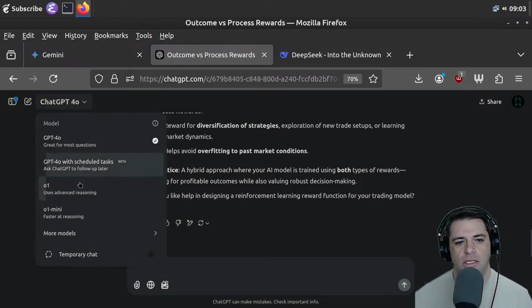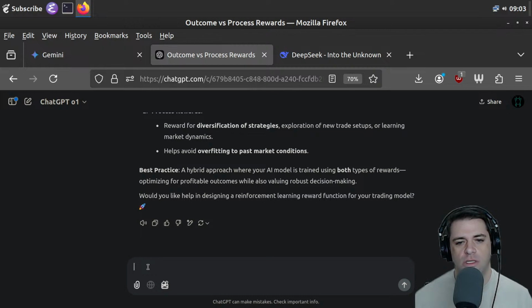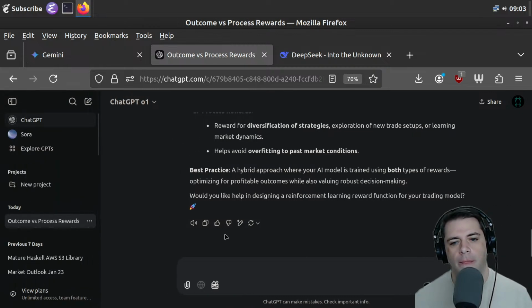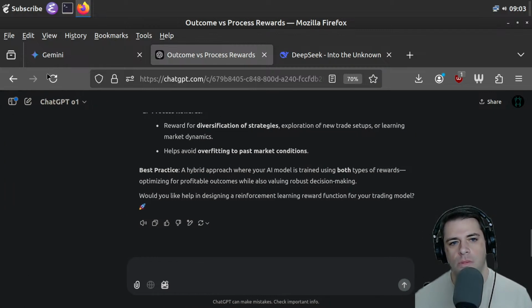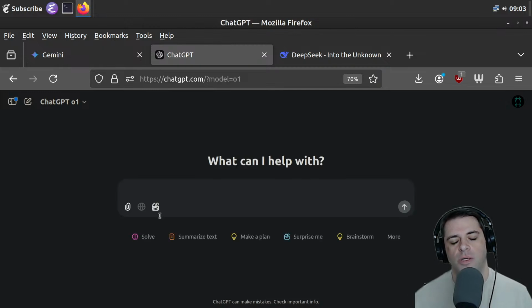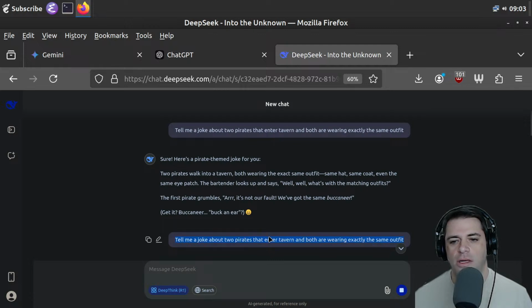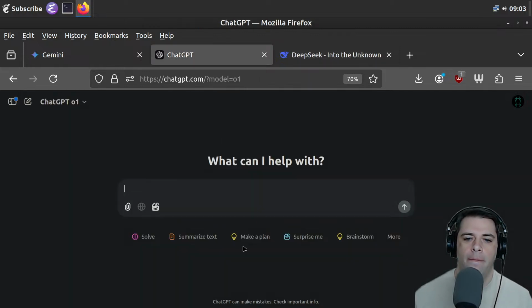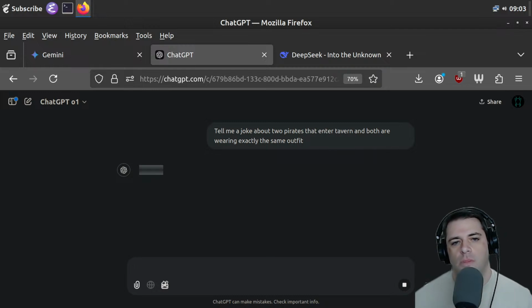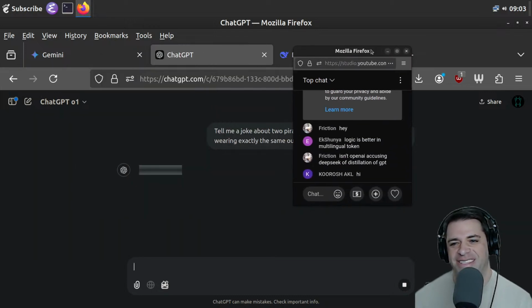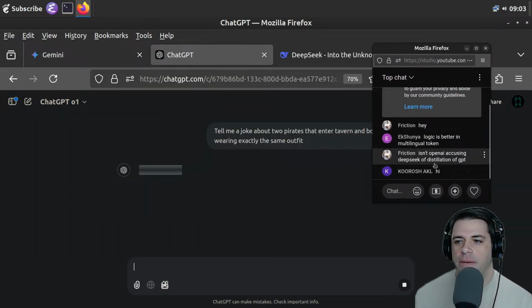Let's see if we can see the advanced reasoning ones. I'll say, let's do a new one. So tell me a joke. I'll just copy the same prompt. DeepSeek is still thinking. I don't remember if O1 gives me access to the reasoning tokens. Crafting humor. And then I will look up if there's any sort of public accusation.